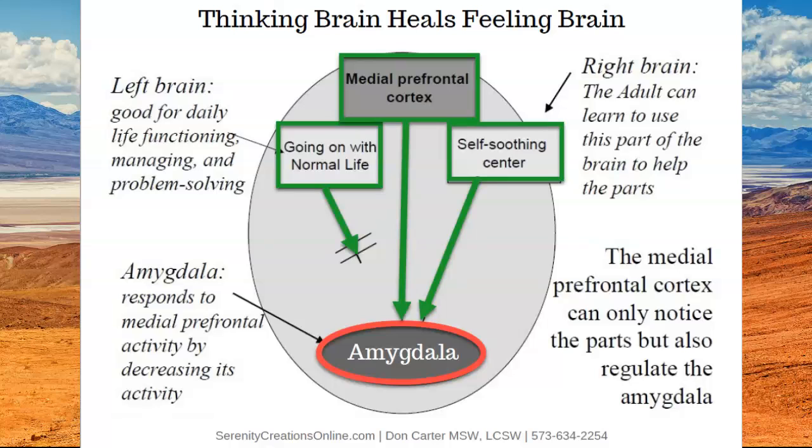Right now, what we need to remember is that when we are triggered, we get transported back into the past where the wounded parts are taking us. For the thinking brain to stay online, we must have the ability to stay grounded in the present moment. Anything that grounds us in the present moment keeps the thinking brain available to help the feeling brain.